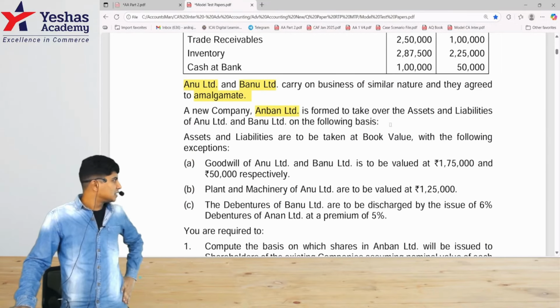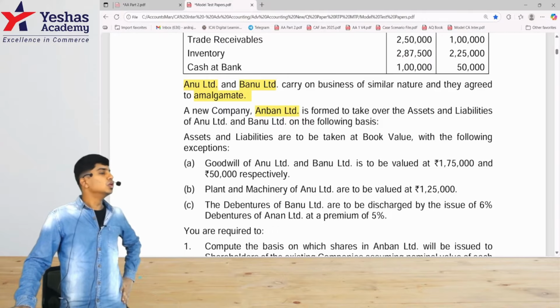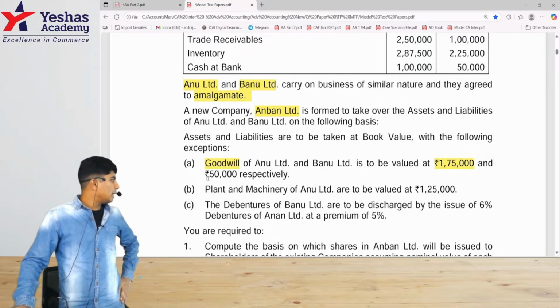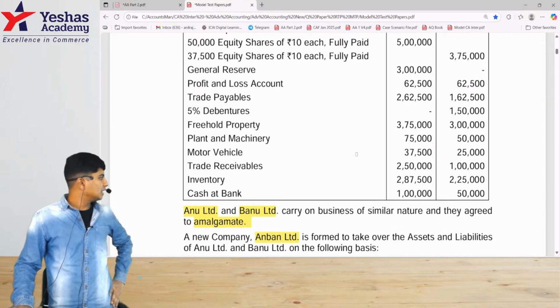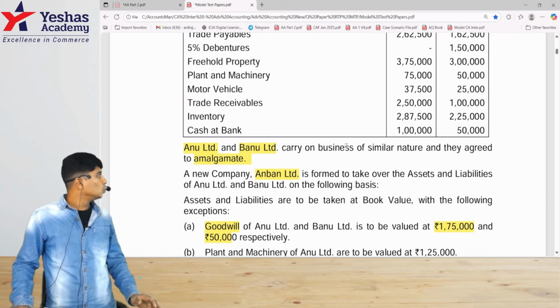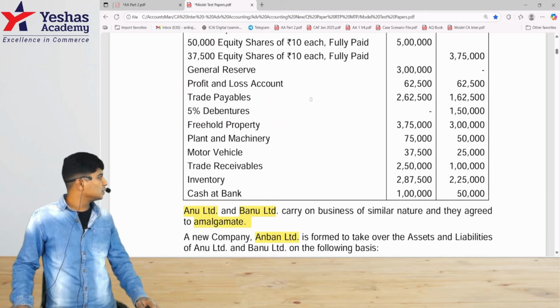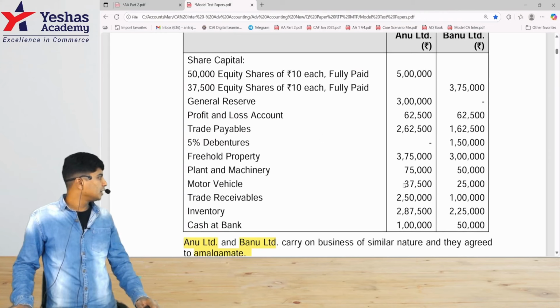But there are exceptions. Following exceptions. Number 1, goodwill is there. Anu 175, Banu 50. Plant and machinery is to be taken at 1,20,000. Plant and machinery of whom? Of Anu. Anu's plant and machinery value is changing. Plant and machinery of Anu.